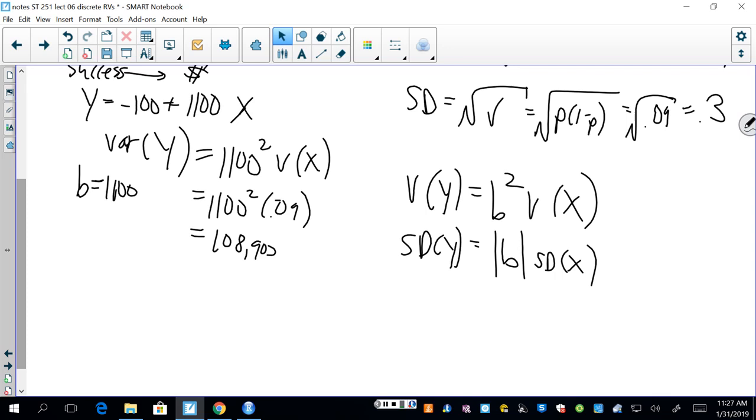So in this case, our multiplier is 1100, and once you know that formula, the standard deviation of x is the square root of p times 1 minus p. 0.1 times 0.9 is 0.09. The square root of that is 0.3. Times 0.3, and we get 330. And that was the standard deviation on the dollar scale.